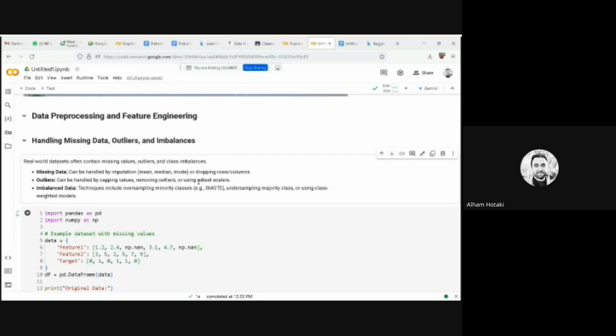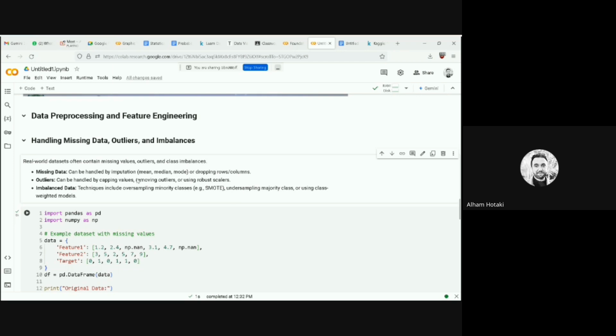Outliers. Outliers can be handled by capping values, removing outliers, or using robust scalers. Robust scalers are one of the interesting topics in machine learning. The computer is actually doing that for you based on scaling the data. It's a topic that we will be covering later on. You will see then how robust scalers work within machine learning models. But lots of these models now have robust scalers for scaling the data. They prepared libraries or functions for that, a type of built-in function within these machine learning models.